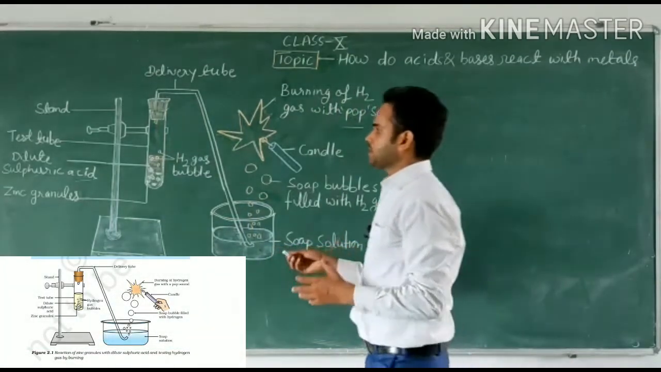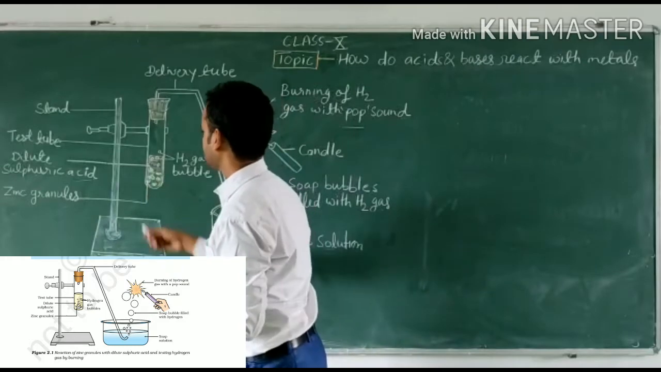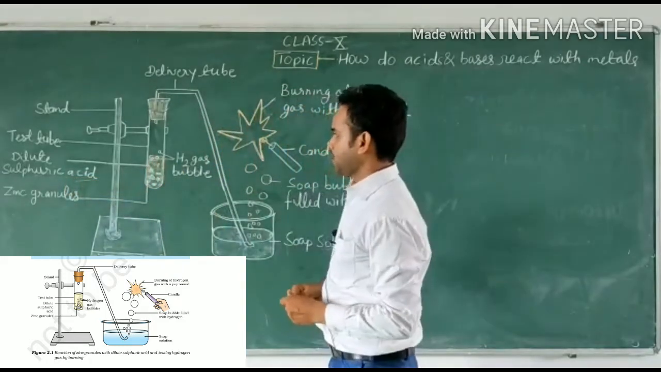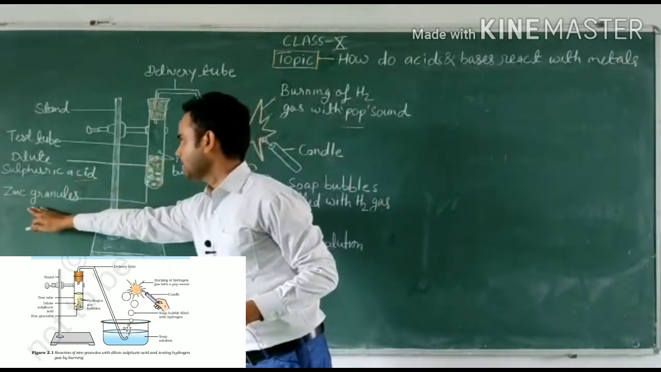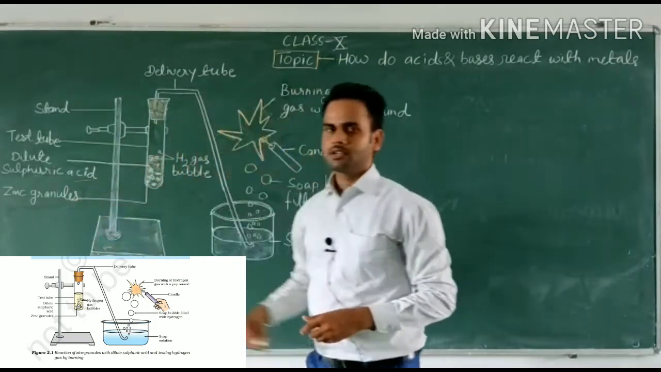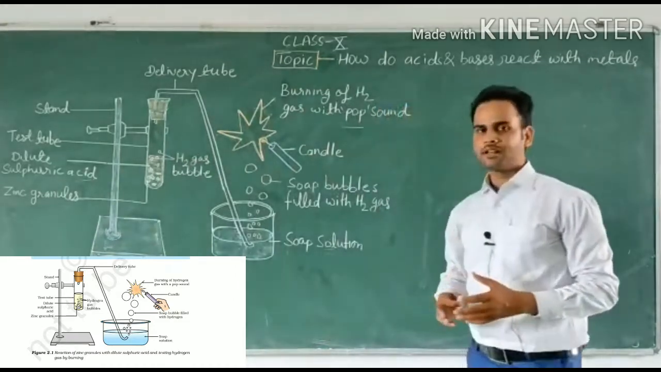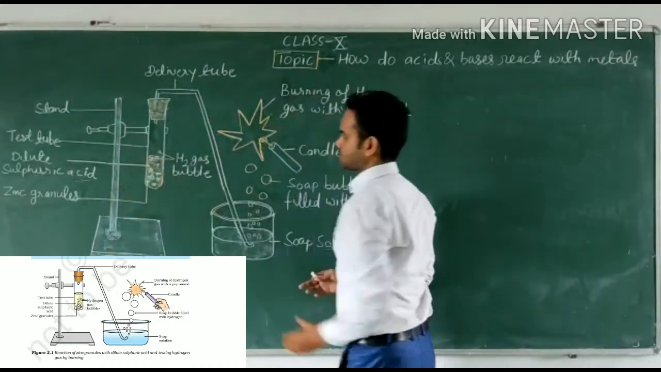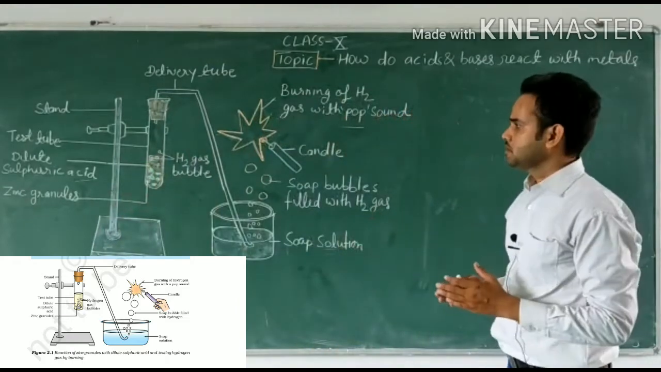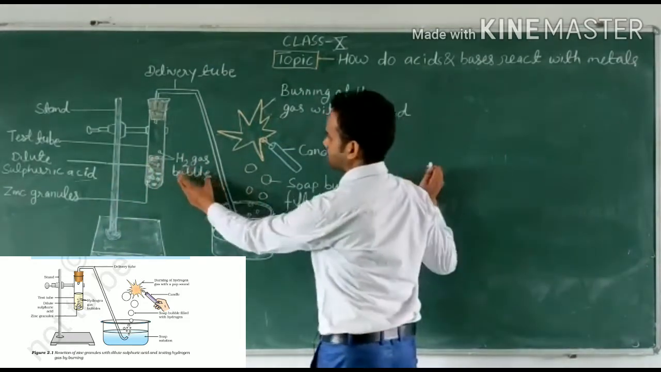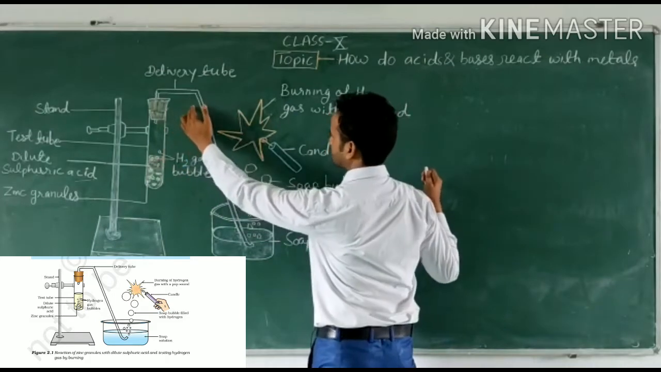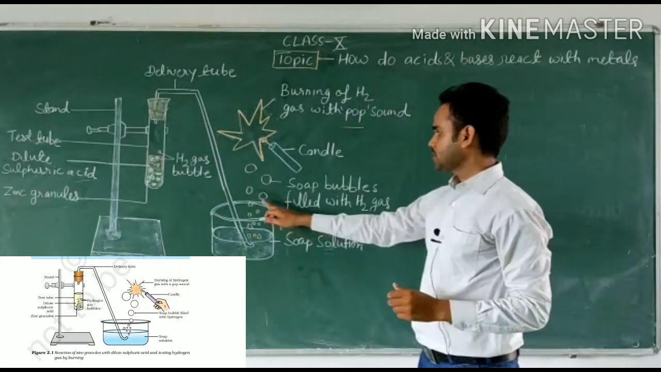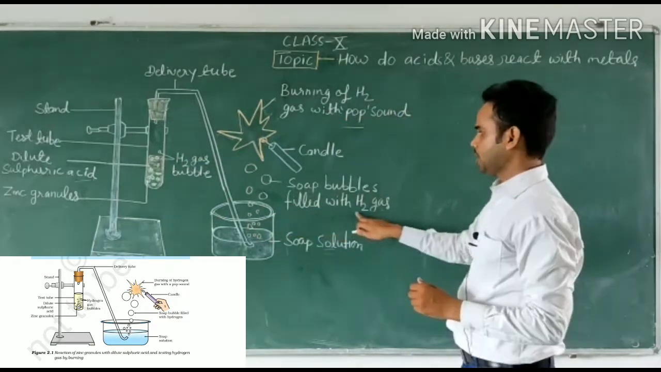And what are we taking in this test tube? You can see this is dilute sulfuric acid, and we are adding some pieces of zinc granules. Zinc is a metal here, and as acid we are taking sulfuric acid. After the reaction between this metal and acid, hydrogen gas is evolved, which bubbles through the delivery tube into this beaker, and you can see here the soap bubbles filled with hydrogen gas.